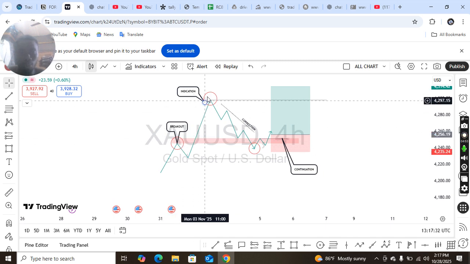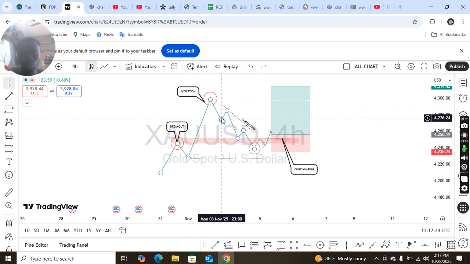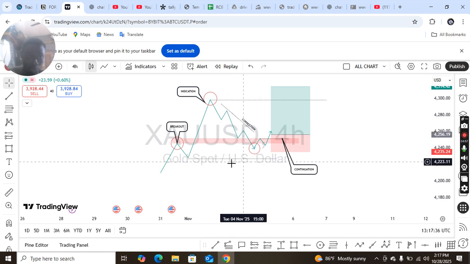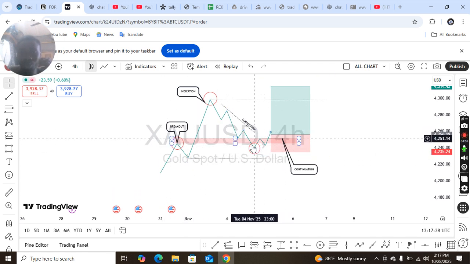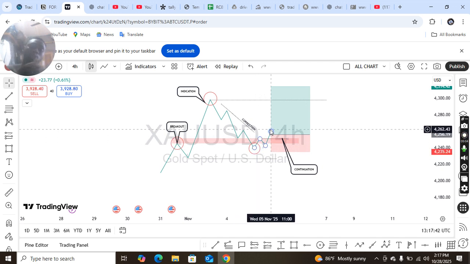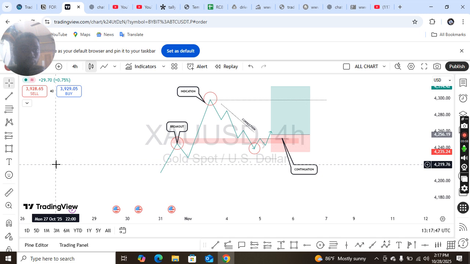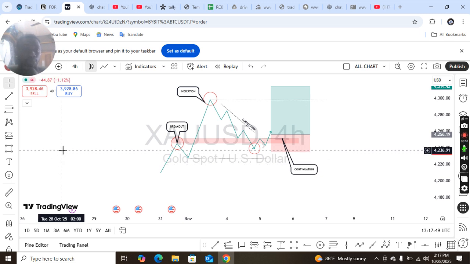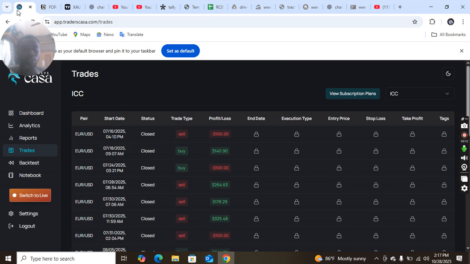The indication indicates the breakout, the correction indicates that price pulls back to your point of interest, the point where price broke out from, and the continuation is when price starts printing higher lows and higher highs. The same thing also applies for a bearish trend. So without wasting much time, let's dive deep into the analytics of this trade.